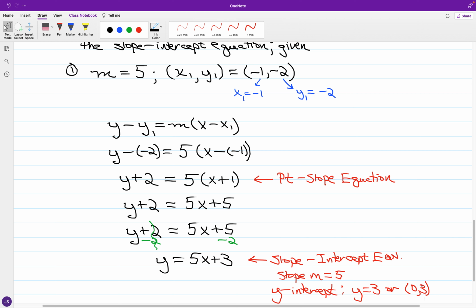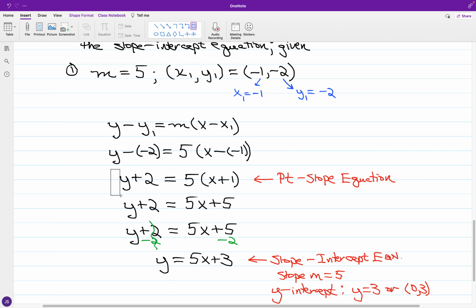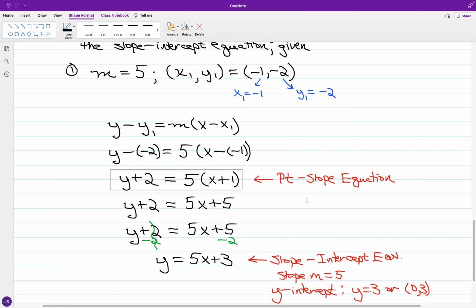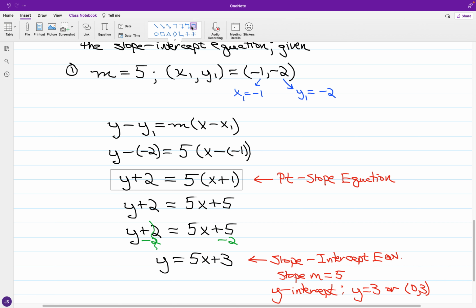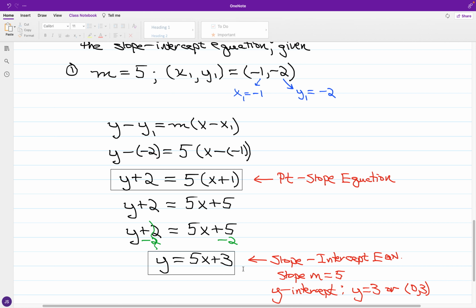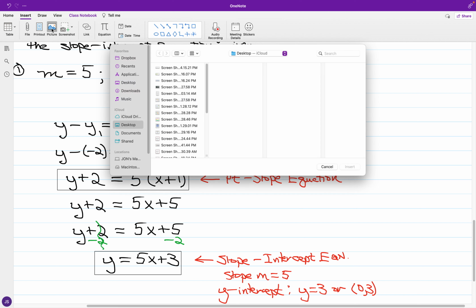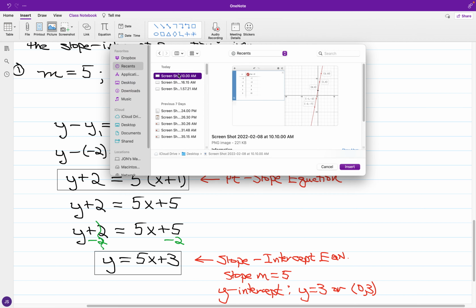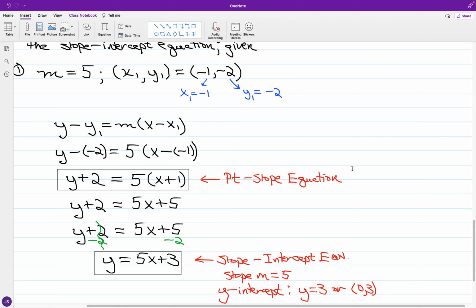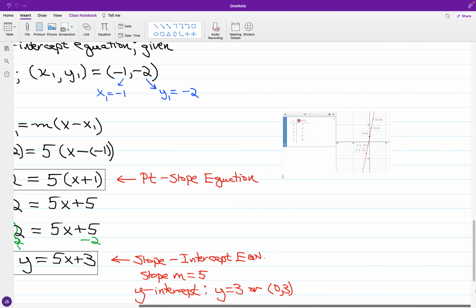For these equations, again, you have y plus 2 is equal to 5 times the quantity of x plus 1. Again, that's the point-slope equation. And for the slope-intercept equation, that is whenever you have y isolated and have the equation in the form of y is equal to mx plus b. And I think I might have this up, just providing a visual.